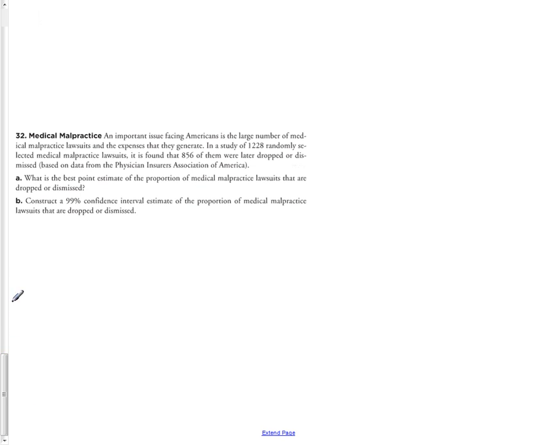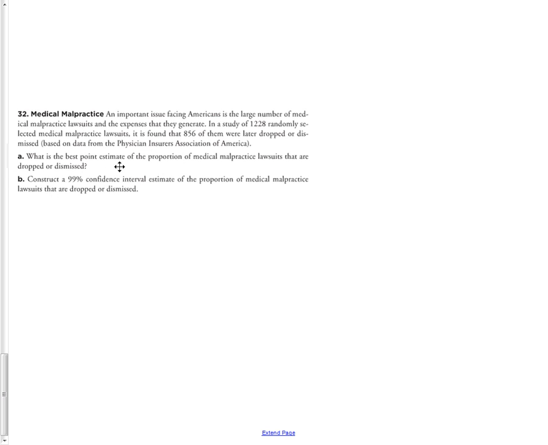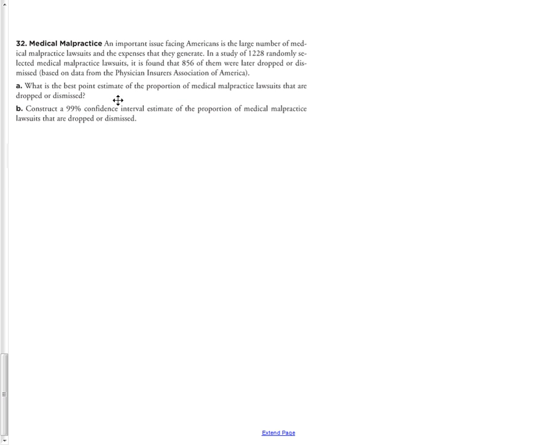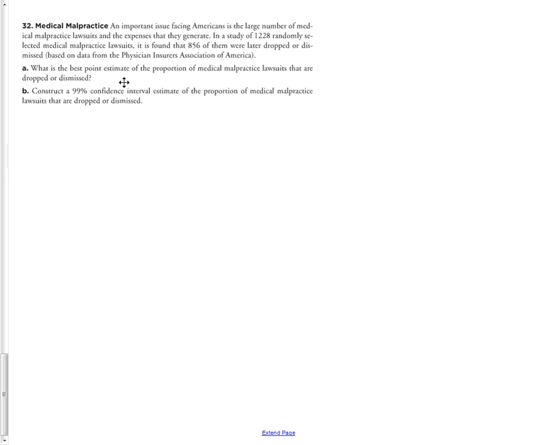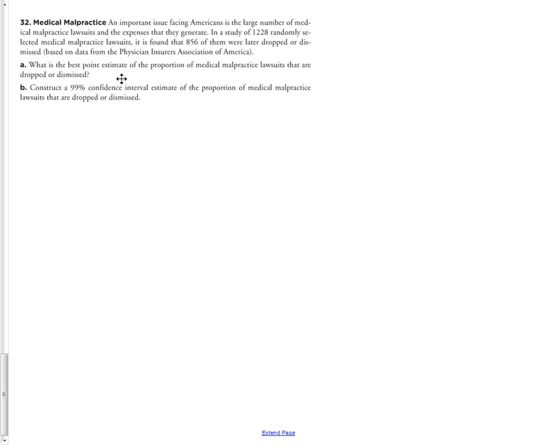Last example. An important issue facing Americans is the large number of medical malpractice lawsuits and the expense they generate. In a study of 1,228 randomly selected medical malpractice lawsuits, it is found that 856 of them were later dropped or dismissed.